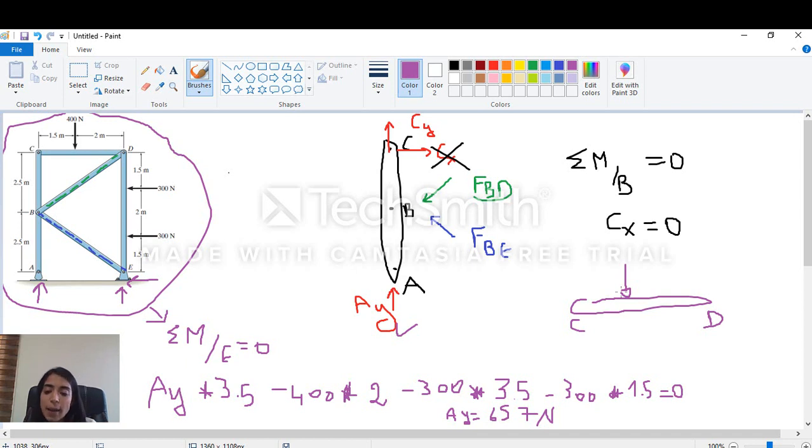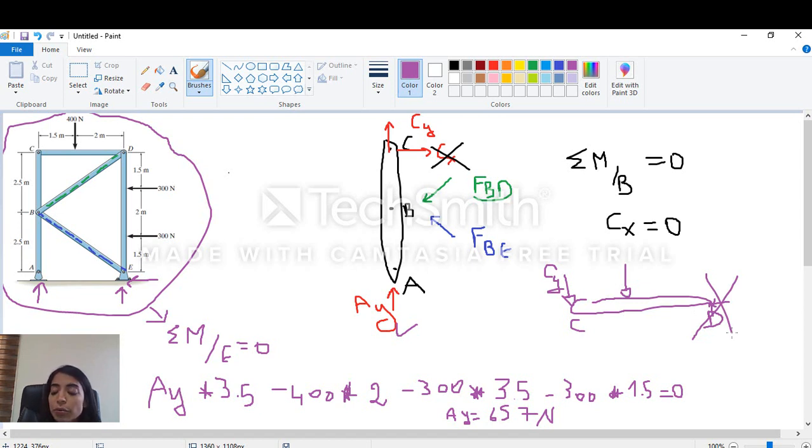So if I separate CD, I will have a completely opposite force to the CY. Since Cx is here equal to 0, then this Cx will also equal to 0. This is Cy, it is downward here. And then of course, I will have two reactions at D, but I don't have to find them because the question is only asking about the forces on ABC.